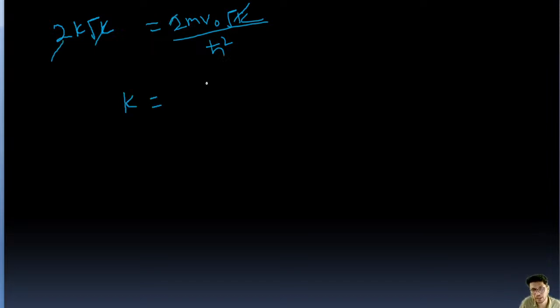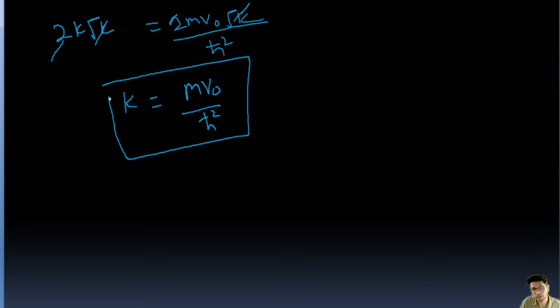So the value of k is m v naught upon h cut square. Okay, m v naught upon h cut square. It's a very important value of k, guys. You need to memorize it. Next, this value is very important.